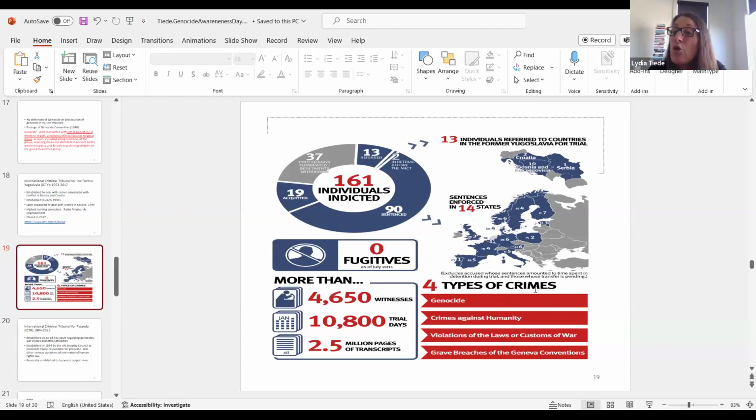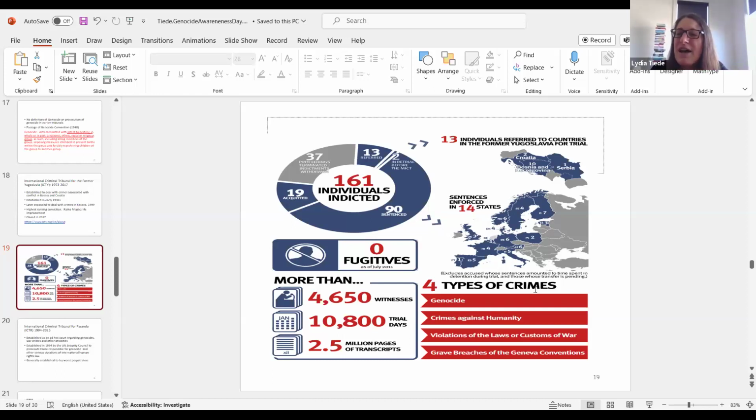So they indicted or charged 161 individuals, okay? And again, these international tribunals, Nuremberg, all these ad hoc tribunals, as well as the International Criminal Court, what they're supposed to do is get the highest level perpetrators, right? They're not dealing with the rank and file soldiers. So their purpose is really to get the highest level, which could also indicate why we don't see as many sentences. So again, we have 161 individuals indicted, and 90 are sentenced. So 90 are convicted and sentenced, okay?